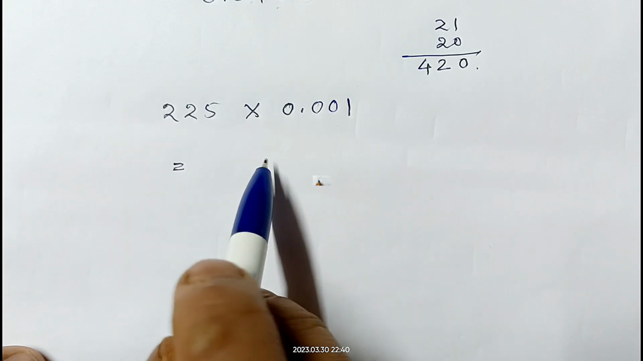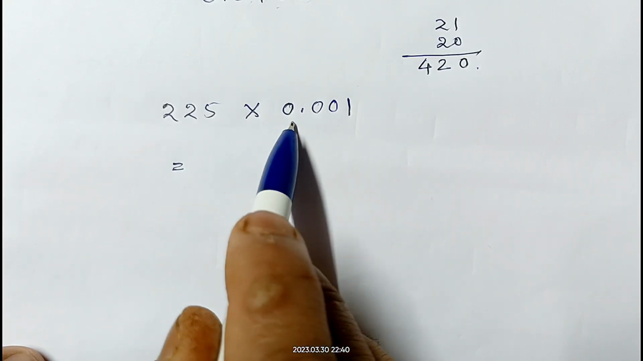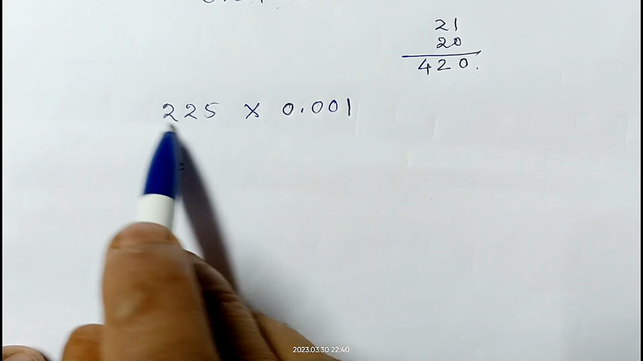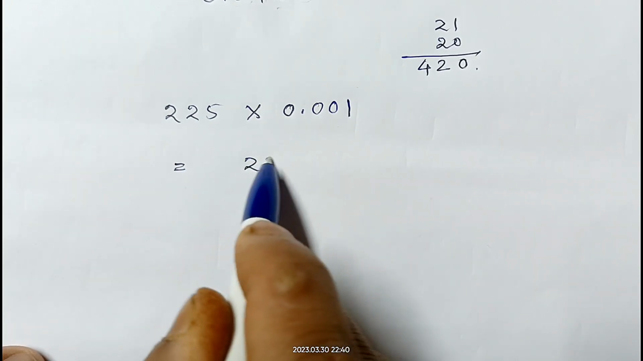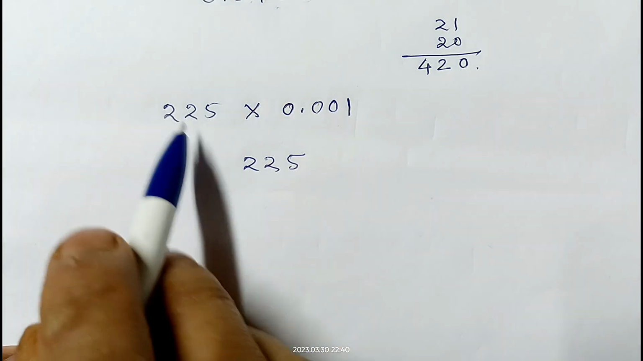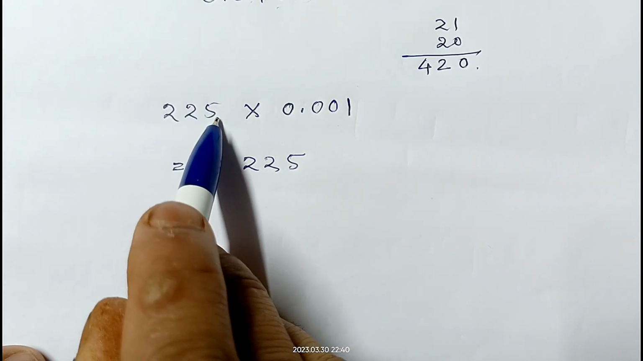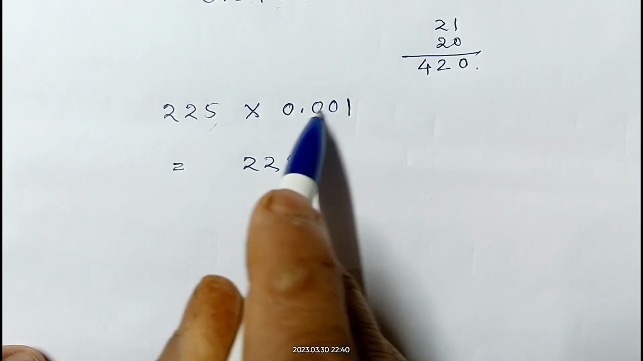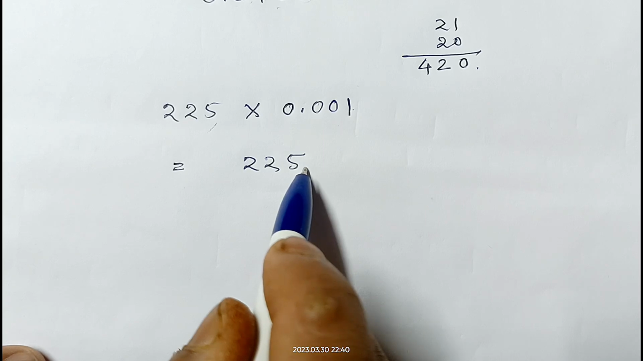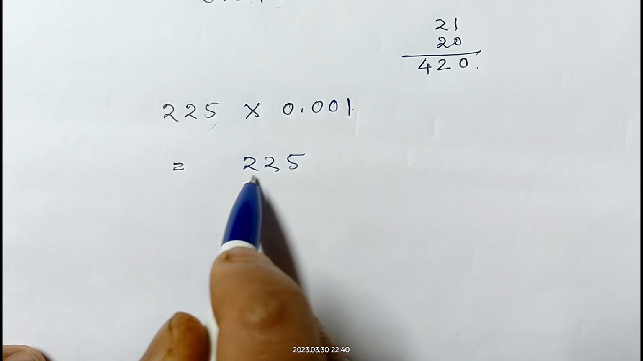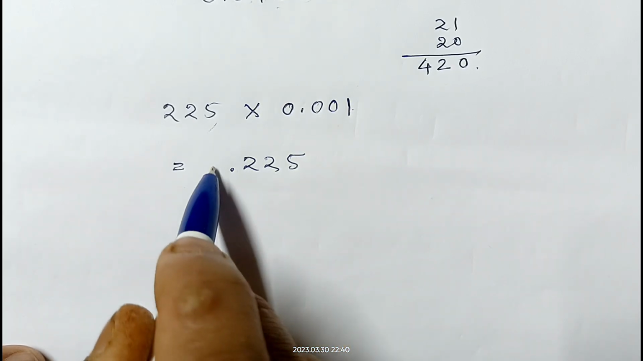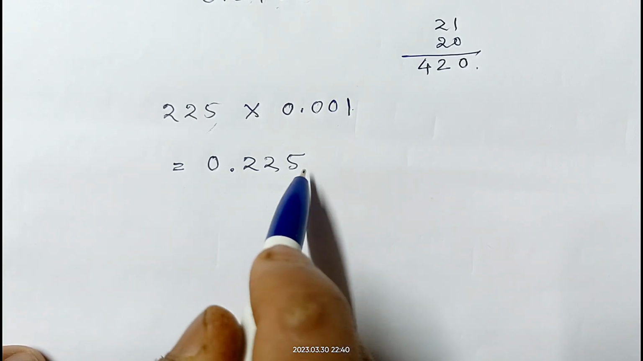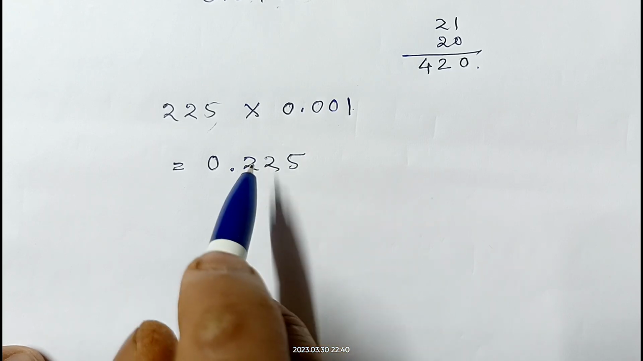Generally we write 0 here, so the answer is 0.0420. Suppose you want to multiply 225 by 0.001. Here manually we can multiply 225 into 1, which is 225. Now here the decimal is after 5, so there is no need to consider the decimal. But here after decimal there are 3 places, so from here we have to start 1, 2, 3, the decimal will be here. So the answer will be 0.225. I hope how to multiply decimals, this part is now clear.